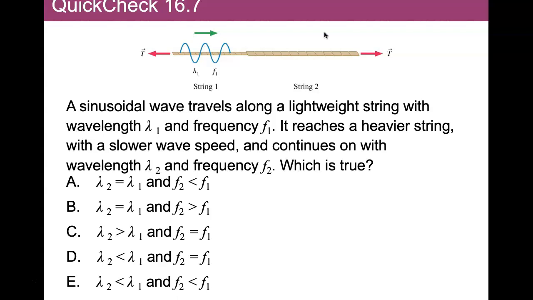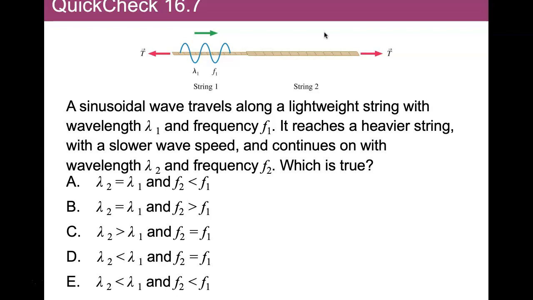Okay, so if the frequency is the same, then what about the wavelength? So what happens as we go from string 1 to string 2? What happens to the speed, right? Remember, the speed was the square root of tension over linear mass density. So if the linear mass density goes up as you enter string 2, its speed of wave propagation will go down, right? It's heavier, it has more inertia, so waves propagate more slowly.